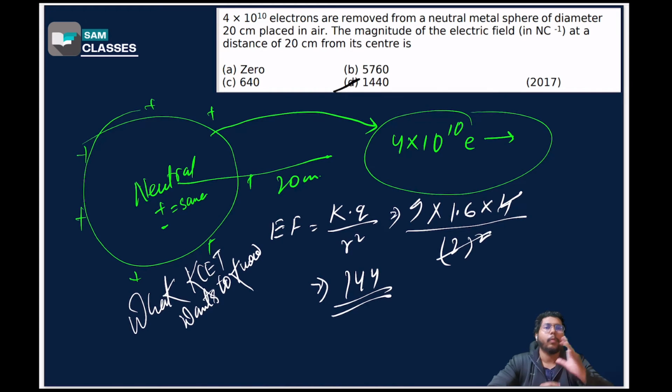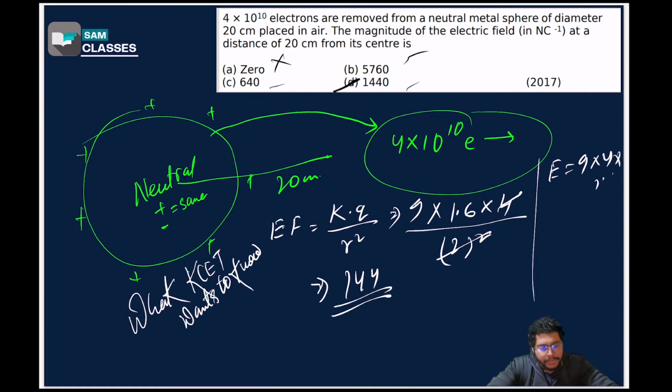Now why didn't I take the powers? Because there is no power game here. Every option's zeros won't be this or this or this. If I had put in the powers, I would have got the same thing. So you don't have to make the calculation too lengthy and hazy by putting in all the powers. You can do it simply and directly. In a practice situation, electric field is equal to 9 into 4 into 1.6 by 4. That's it.